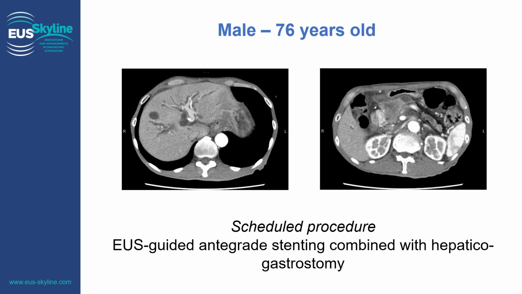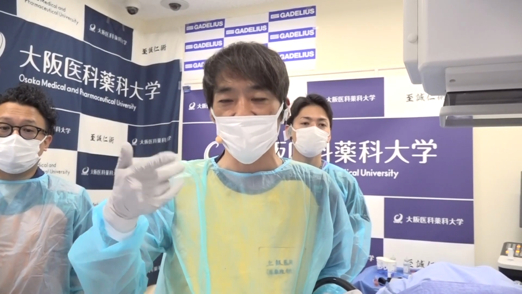As you can see, the biliary tract is dilated, and also a pancreatic head tumor was observed. So today, I'd like to show my procedure regarding EUS-guided antegrade stenting combined with hepaticogastrostomy. To obtain longer stent patency, in my hospital I usually try to insert the antegrade stent before hepaticogastrostomy. Okay, please show the EUS image.